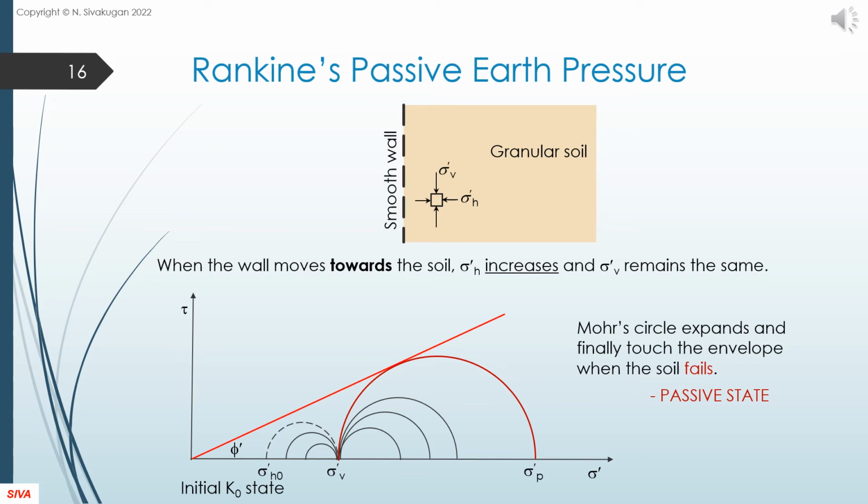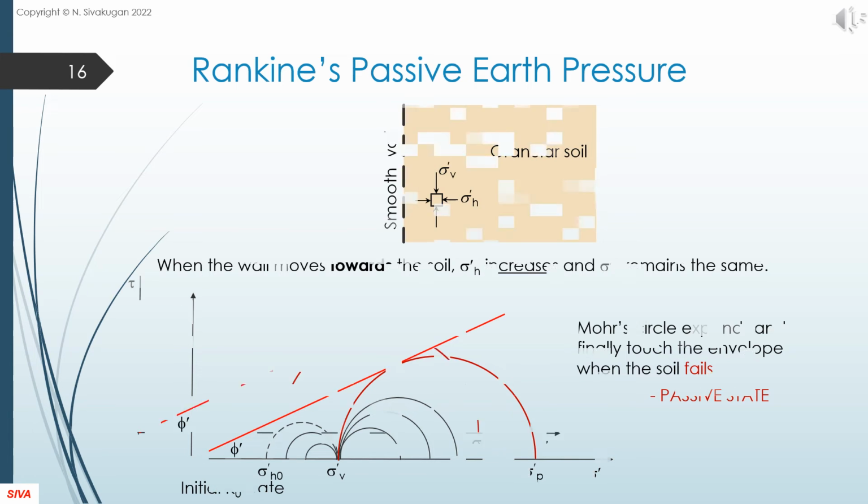Here, we discuss the passive state with granular soil. When the wall is pushed towards the soil, the horizontal effective stress increases from the initial at rest state. When the Mohr's circle expands on the right and touches the failure envelope, the soil reaches the passive state and fails. During the wall movement, sigma V' remains the same.